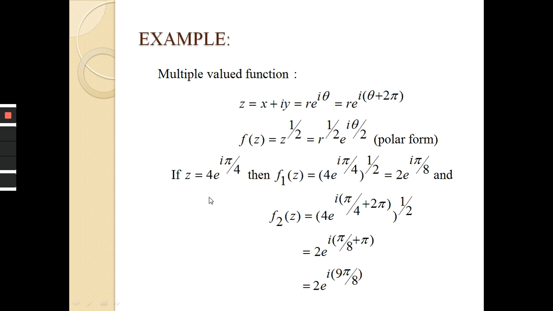For each value of z, we get more than one value of f of z. So f of z equal to z power 1 by 2 is a multiple valued function.